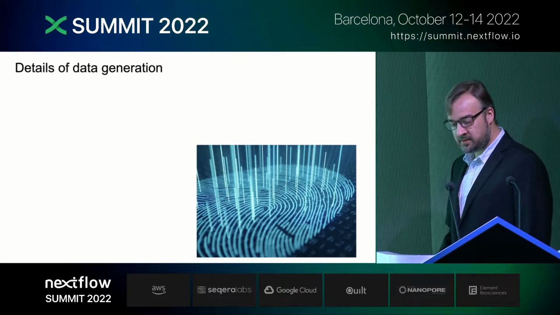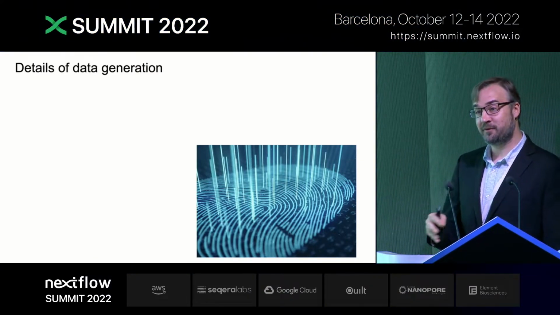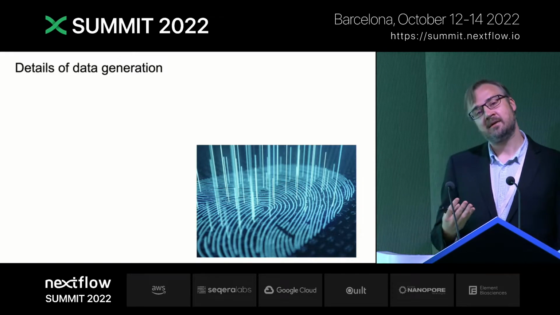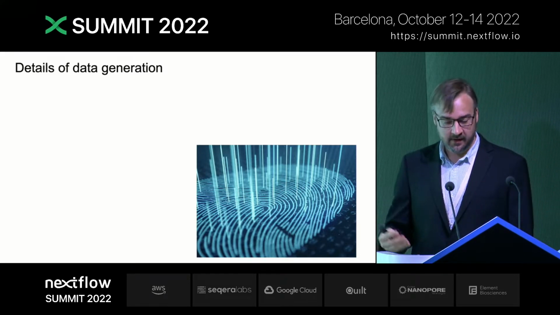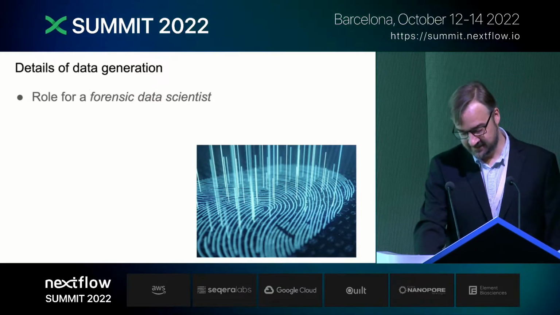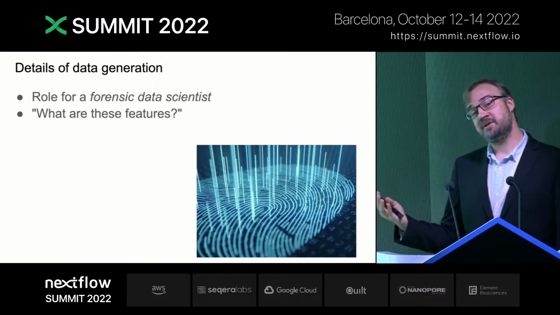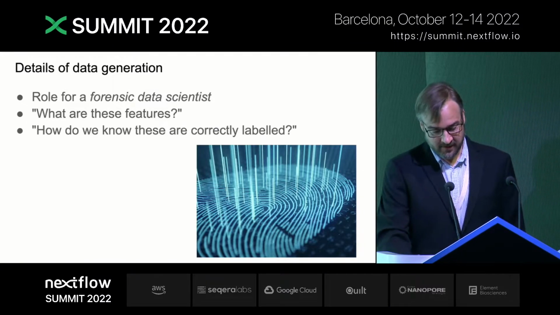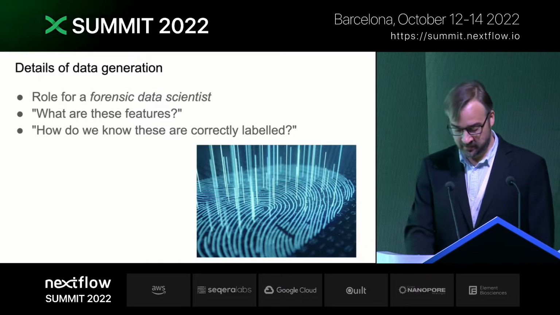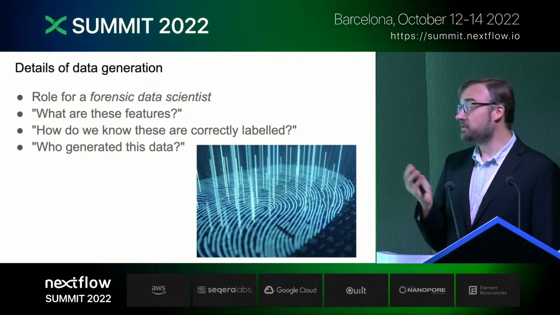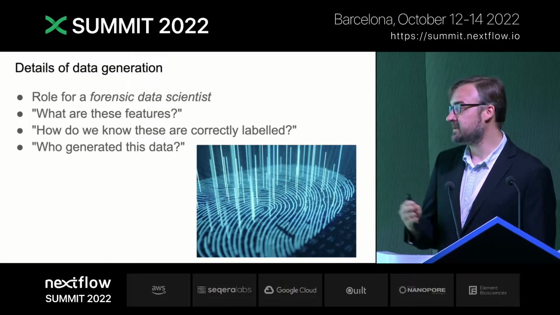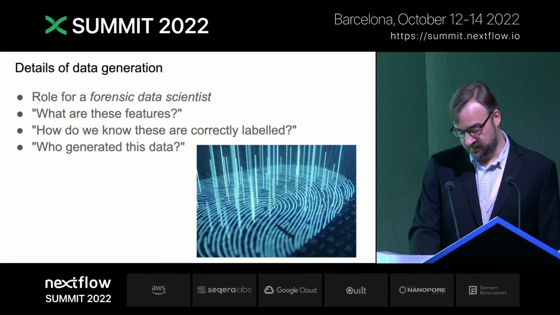So this leads to this idea of forensic bioinformatics, which is, if I get that information out and I don't know all the information I want to know about it, I have some questions that I have to ask, right? So there's a role here for a forensic data scientist. I have a set of features that I've quantified. What are these features, right? How do we know that they were correctly labeled in the first place, right? Like, how do we know that they're from a trustworthy annotation? Who generated the data, right? What resource is it from? What's the provenance of it? Is it Ensembl? Is it UCSC? Something like that.